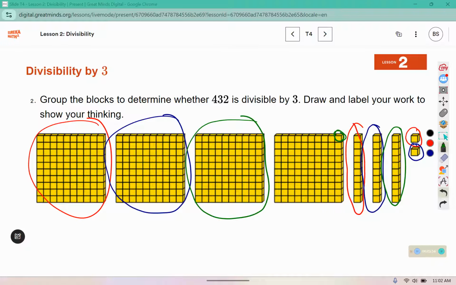Now I have 99 left to split amongst the red, blue, and green sections. I could take 30 for each color. And now I have 9 left. I could use 3 of each.